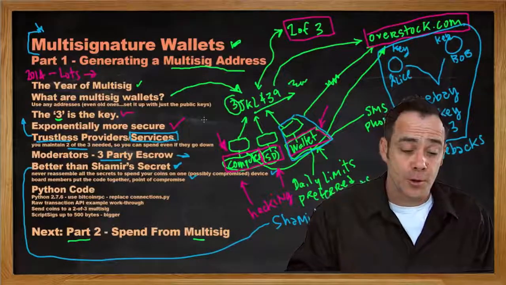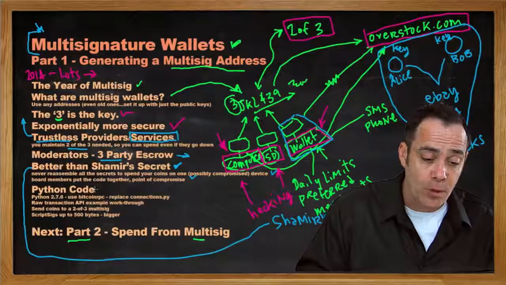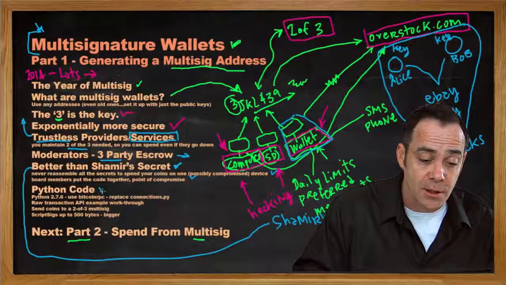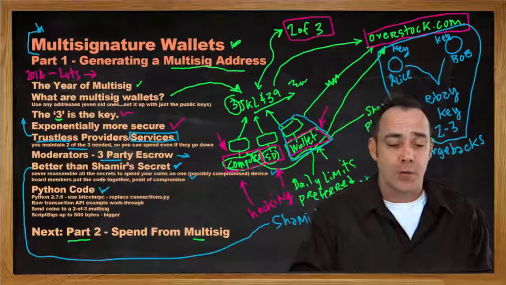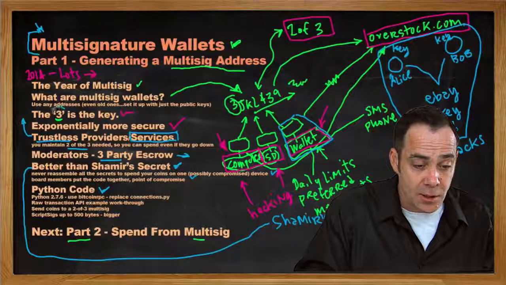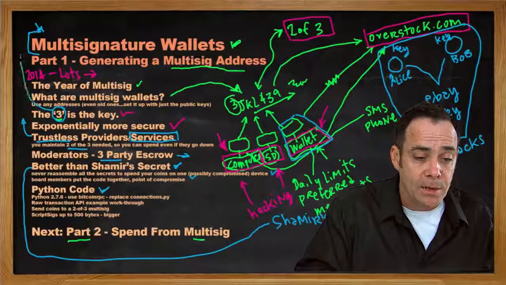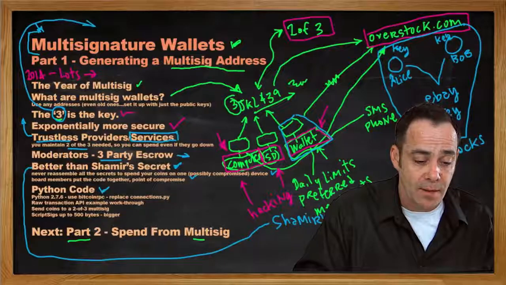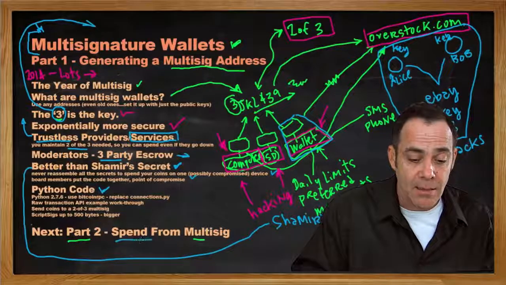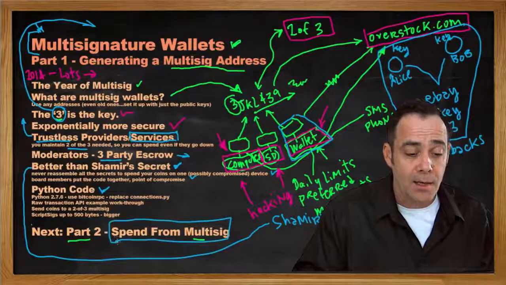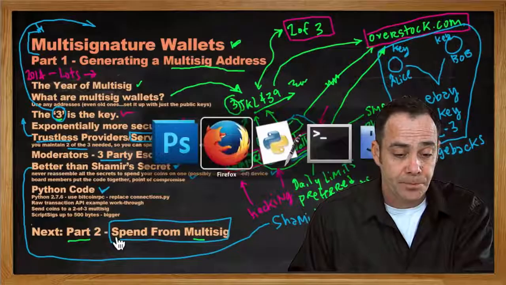So with no further ado, let's jump in and take a look at how we can create our own multi-signature addresses. We're going to try to generate one of these addresses that starts with a 3, and we'll be able to send some Bitcoins to it. Then in the next episode, we'll take the money back out. So let's hop into the coding.